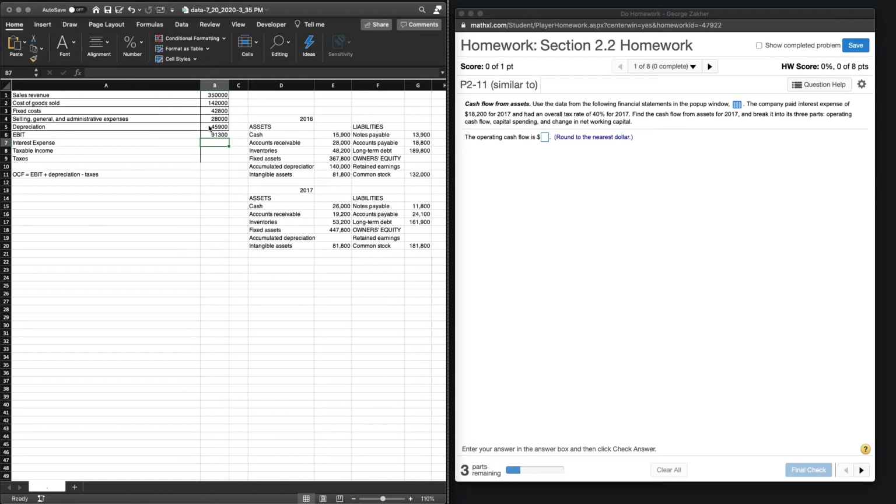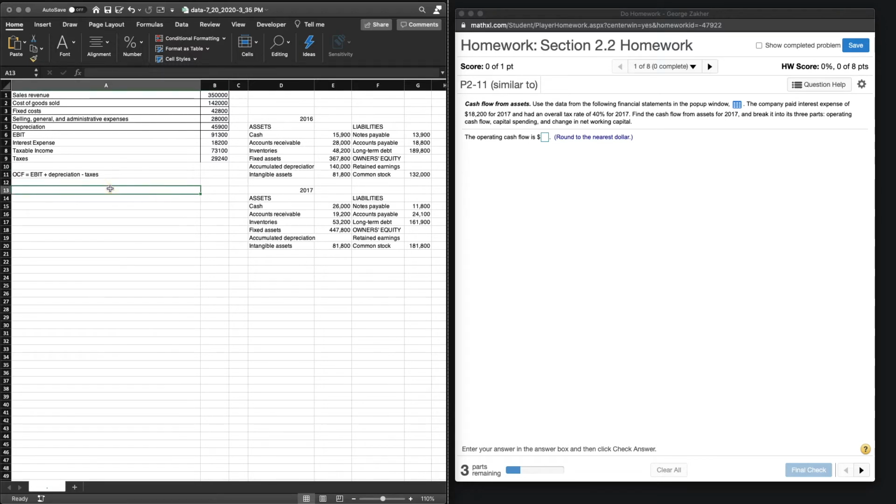Interest expense is provided for us, so it looks like it's $18,200. Then we can figure out our taxable income by removing that interest expense from our EBIT. And finally, our taxes is going to be 40% of our taxable income. So that should do it for figuring out our operating cash flow.